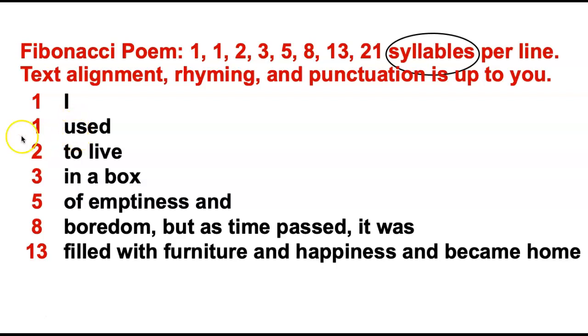The word used in the next line has one syllable. Even though there are two vowels, the U and the E, only the first vowel is heard. The next line has two syllables, each with one syllable. So we have to live. The word live has that final silent E that doesn't count. So even though there are two vowels in the word live, there's only one syllable.